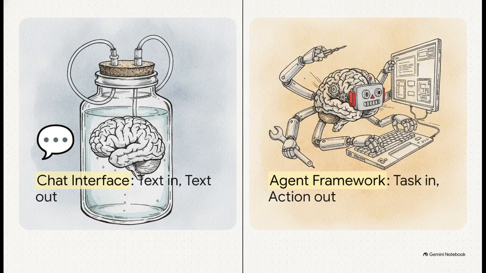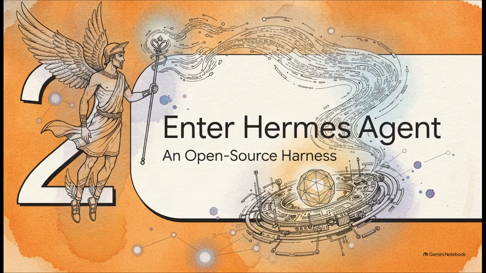Now, cloud-based coding agents, they've had this capability for a while. They can open files, run commands, check their own work, and even correct their own mistakes without you acting as the human bridge between the model and the terminal. The real problem we faced was bringing that exact same hands-on autonomous workflow to the models running locally, right on our own hardware. Which brings us to Section 2, enter Hermes Agent, an open-source harness.